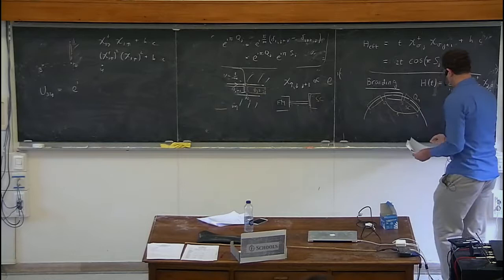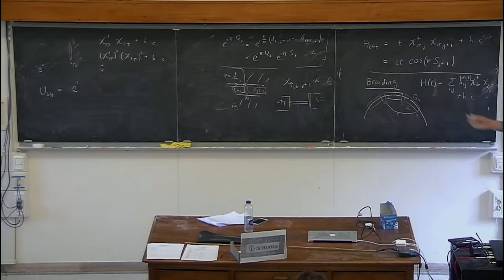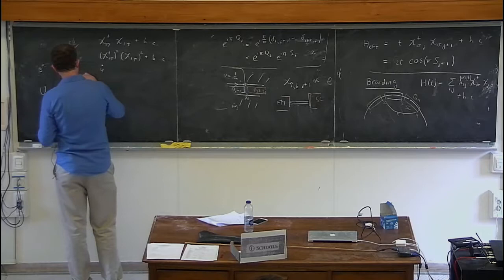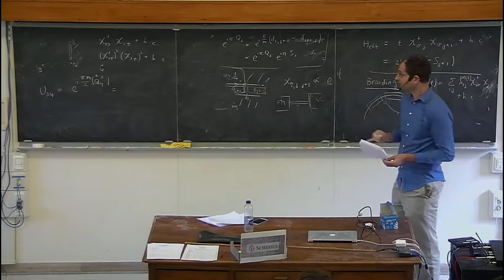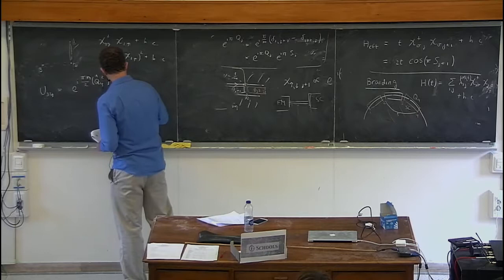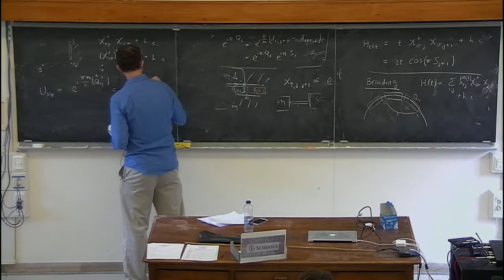So the braiding matrix of 3 and 4 only depends on Q4, and it's just written like this. It's e to the i pi m over 2 times Q4 squared. So it's just a phase. It's diagonal in this basis where Q4 is diagonal. And Q4 is just some integer over m, so I can write this as e to the i pi m over 2 times Q4 divided by m squared.